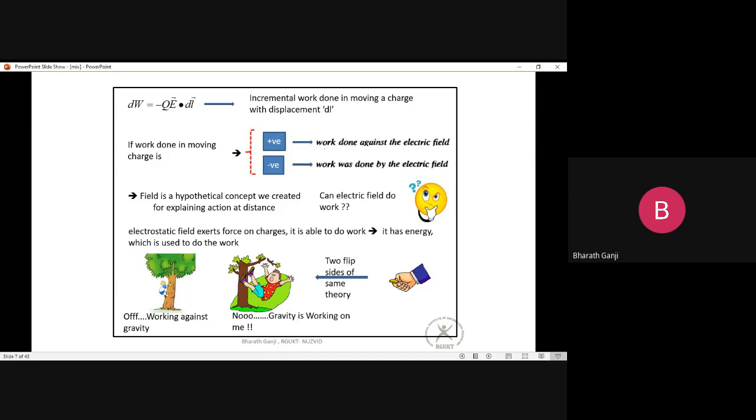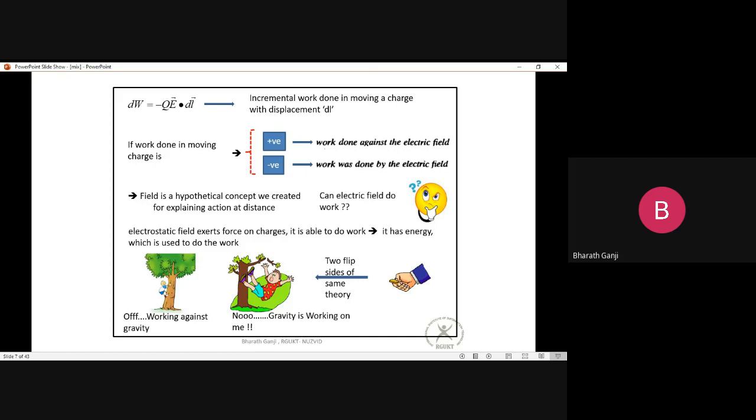ఓకే, రెండు కేసుల్లోనూ గ్రావిటీదే తప్పు. ఫస్ట్ కేసులో గ్రావిటీకి ఎగైనెస్ట్‌గా కష్టపడి మీరు వర్క్ చేయాల్సి వచ్చింది. సెకండ్ కేసులో ఏంటంటే గ్రావిటీతో మీరేం వర్క్ చేయట్లేదు, the gravity is doing the work because it is exerting force on you and it is pulling you down, right?